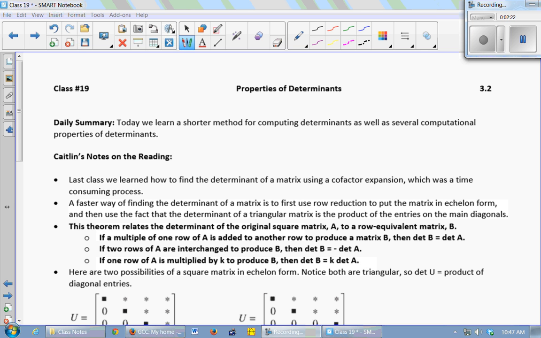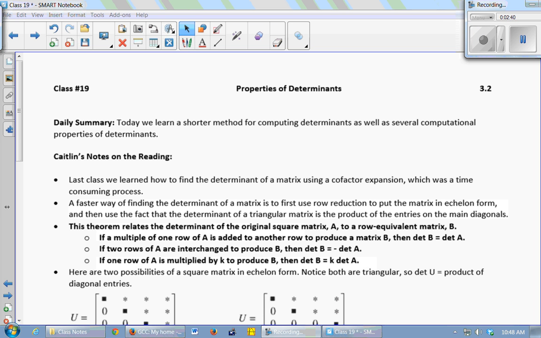All right, so today we're going to learn a shorter method for computing determinants. So if you did your homework already, you'll be glad for this, right? Other than the cofactor expansion, as well as several computational properties of determinants.